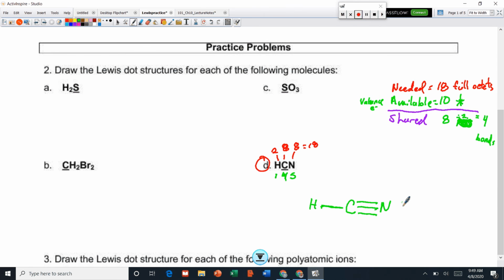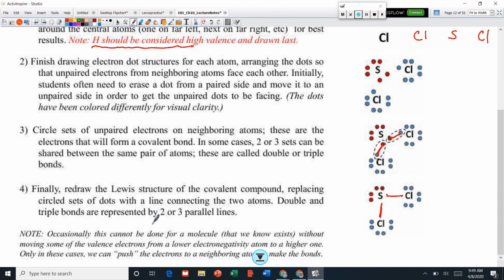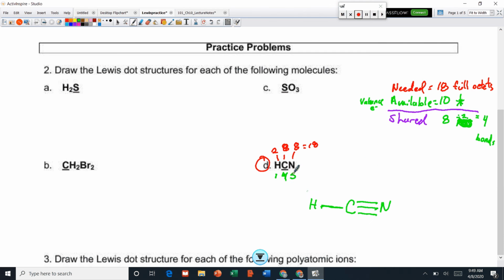So where do I put those last 2? All right, this sheet really doesn't give us what to do with them. So if we have an extra set of electrons, we need to place those around the element that doesn't have a full octet.